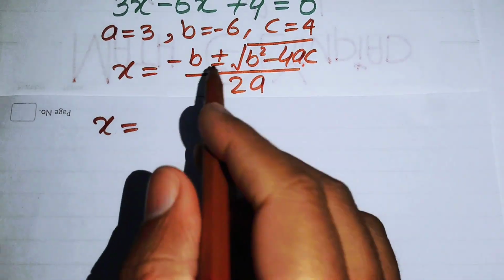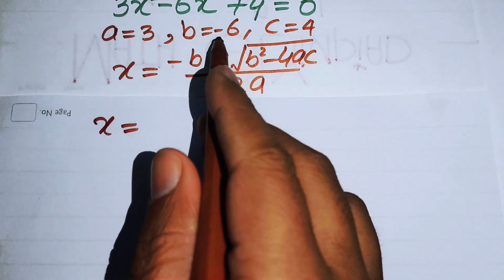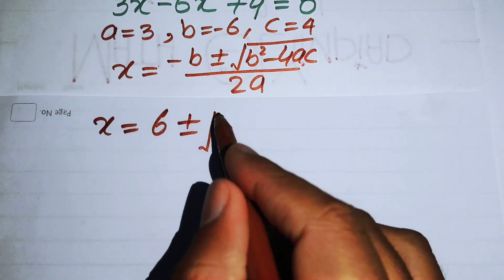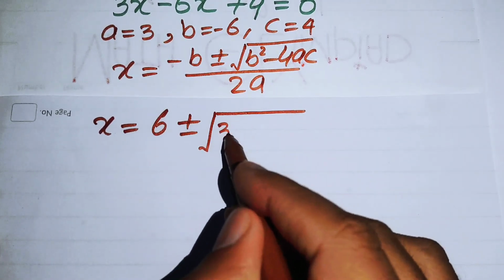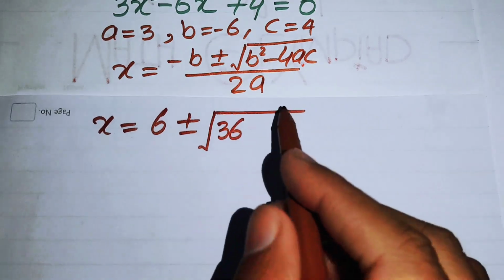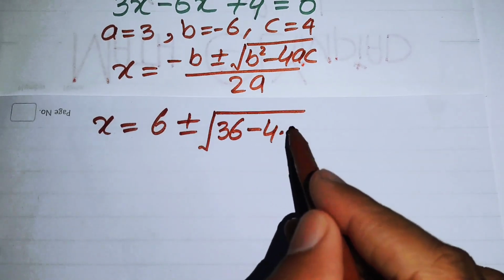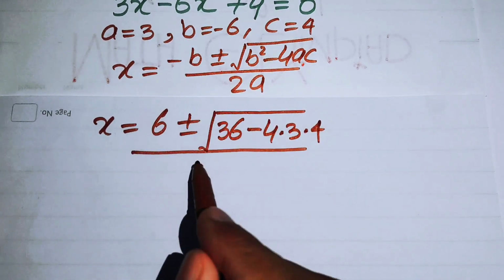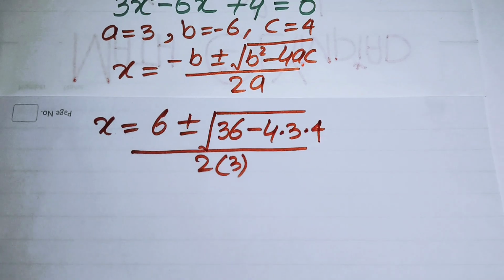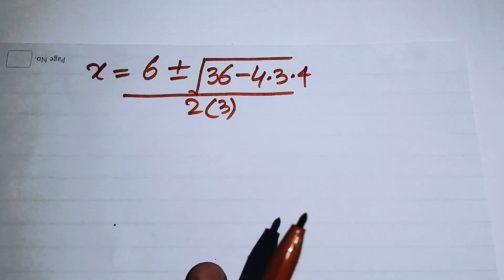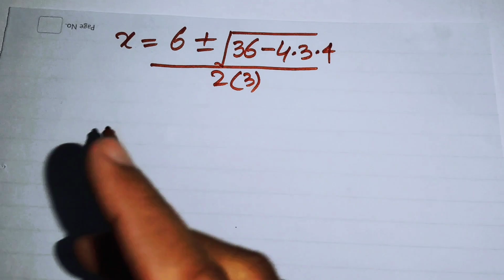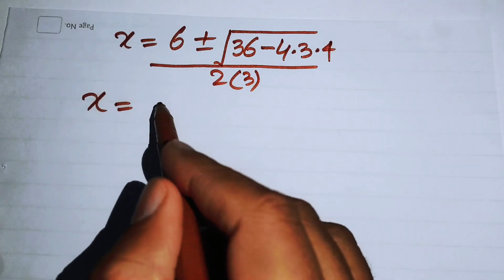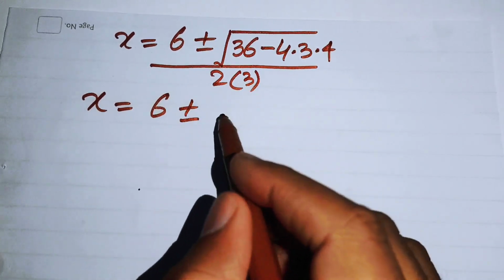Now we put the values of a, b and c in this formula, and you will get x equals minus b. The value of b is minus 6, so it becomes plus 6, plus or minus square root of b squared, so our b is minus 6 and its square is 36, minus 4 times a, which is 3, and c is 4, and this whole over 2 times a, and our a is 3. So now we can simplify this equation.